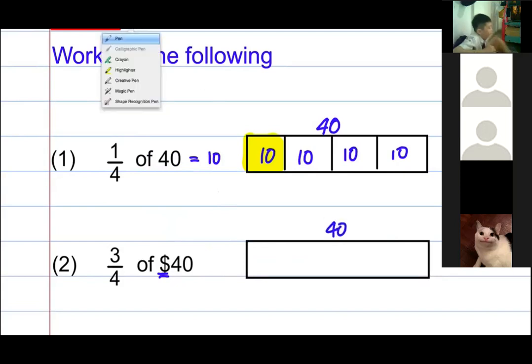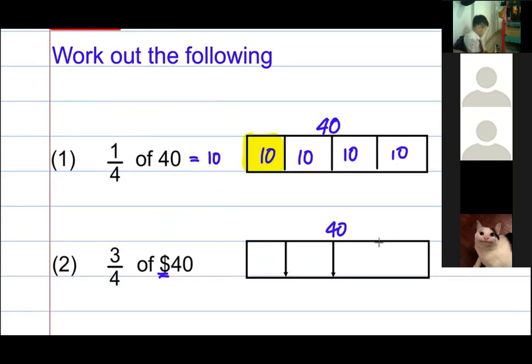We're going to split this into quarters, so we're going to half it, and then we're going to half it again, so we have quarters. What goes in each box? Well, we had worked that out previously, because 40 divided into 4 boxes would be 10, so 10 goes in each box. But this time we want 3 of the quarters.